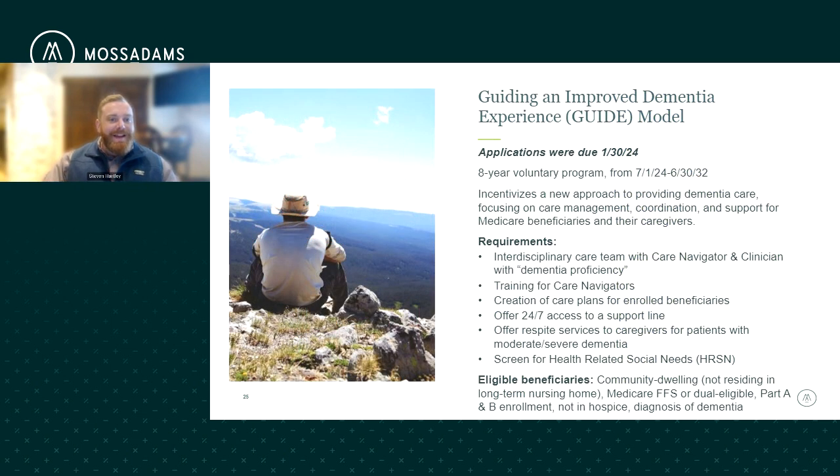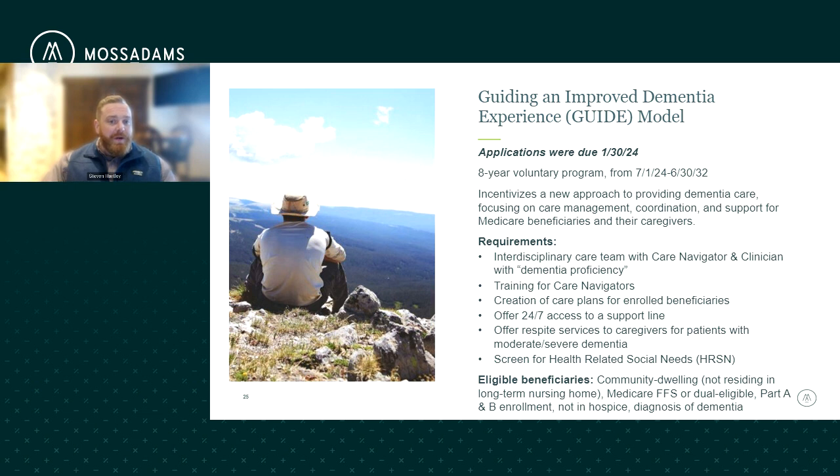All right. The next model is something that's near and dear to my heart, coming from the post-acute space. The Guiding an Improved Dementia Experience, or GUIDE model, is another new program, and that incentivizes a new approach to providing dementia care. Applications were due at the end of January, and the program will be an 8-year model running from July of this year until 2032. The program will focus on dementia care management and aims to improve the quality of life for those living with dementia and their caregivers. It offers comprehensive care management, caregiver support, and paid respite services.